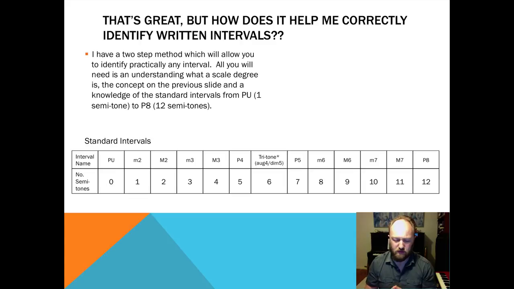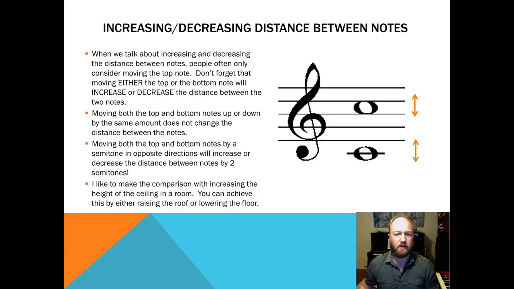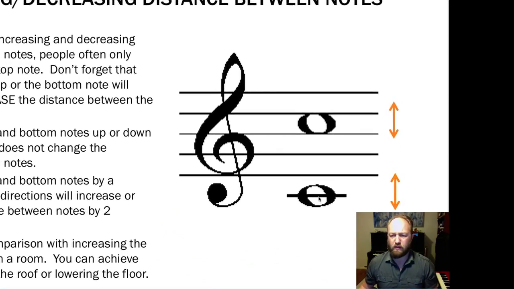In order to do this method, which I advise students to use, you'll need a few things. You'll need an understanding of what a scale degree is. Now, when we talk about scale degrees, let's just go back to the previous slide. If you were to visualize this note middle C on a keyboard, for example, this would be scale degree 1. The D would be scale degree 2, E would be scale degree 3, F 4, G 5, A 6, B 7, and C 8, or back to 1. So that is what a scale degree is.